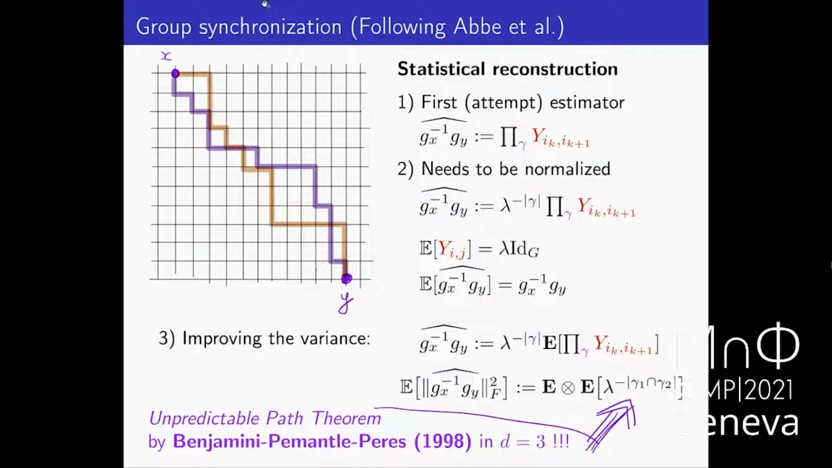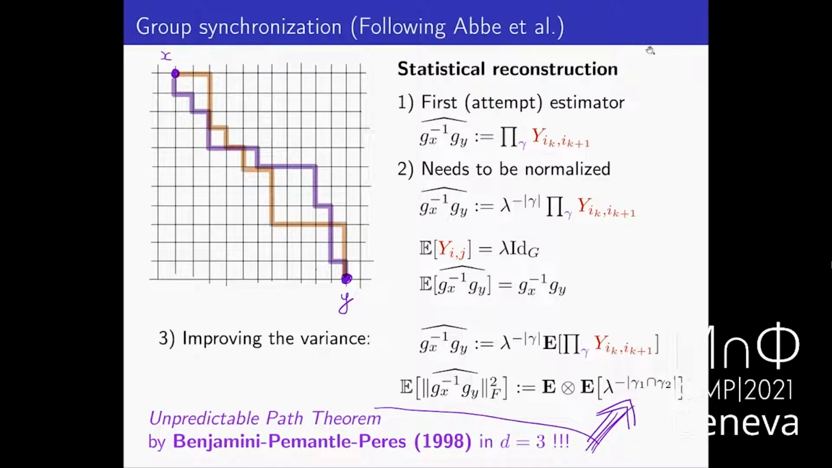So the idea that they had was to average over as many paths as possible that go from X to Y. And the variance is given in a rather simple way given a random measure on paths. It's going to be these kind of exponential moments on the intersection between two randomly chosen paths gamma 1 and gamma 2. And at this step, I think there is one very interesting probabilistic input, which is from Benjamini, Pimentel, and Perez.